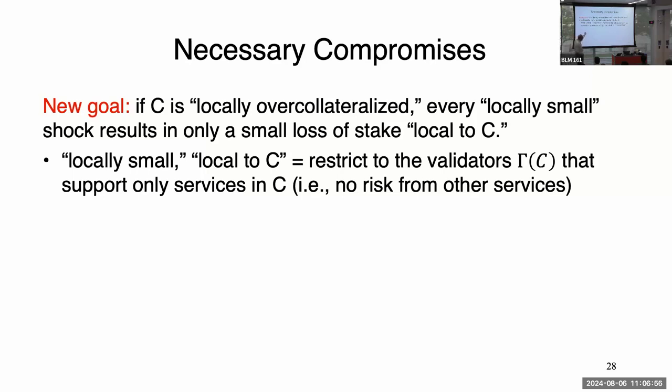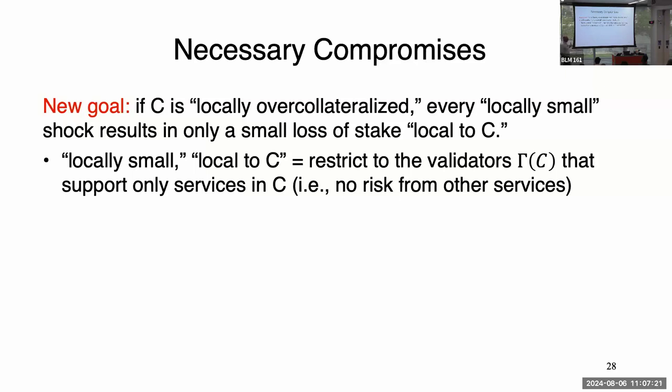So we start with a set of services. It induces a corresponding set of validators, the validators that provide security only to services of capital C. Okay, so that's going to answer 2 of what I mean by local. When we talk about a small shock, what we're going to mean is that initially only a small fraction of the stake owned by validators in gamma of C is lost. Okay, so small shock meaning just to the validators in gamma of C.